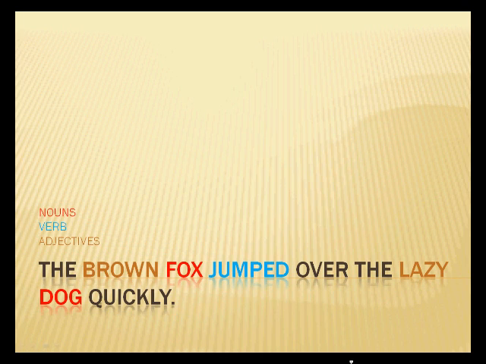The final category we're going to look at is adverbs. Now, you'll notice that we have not identified every word in this sentence, but we have identified the three of the most important: the nouns, the verb, and the adjectives.